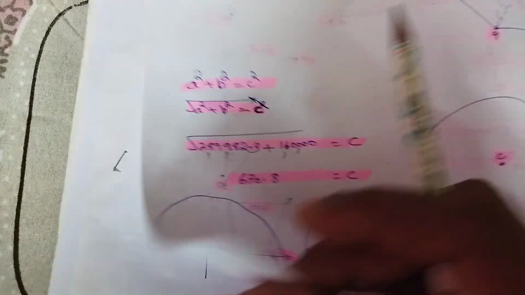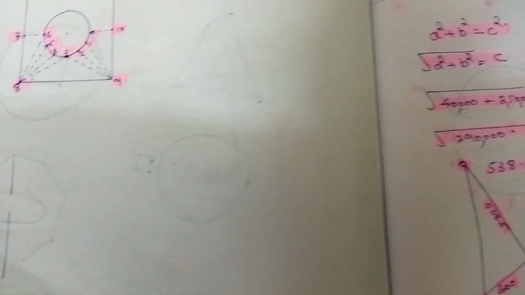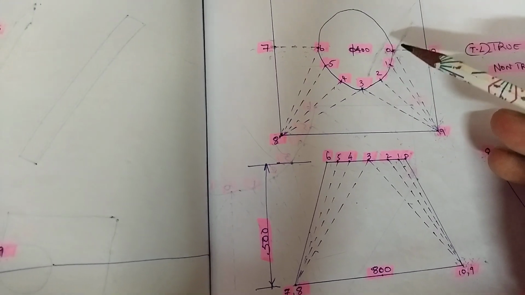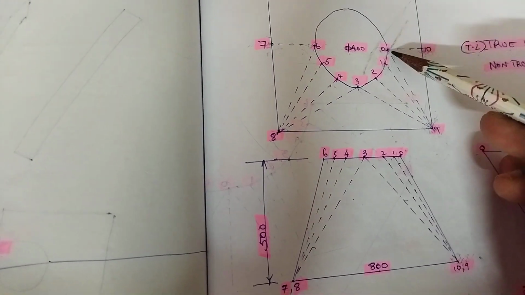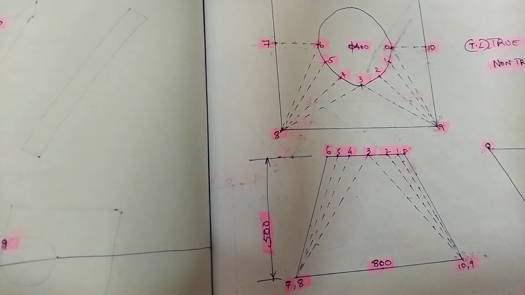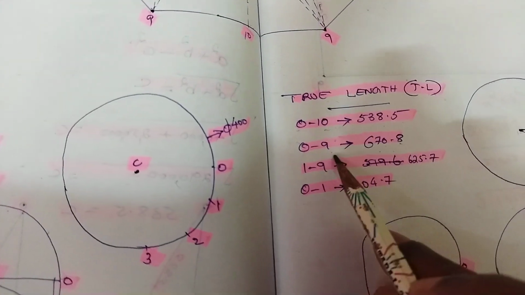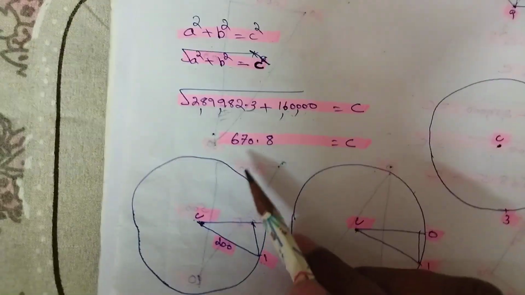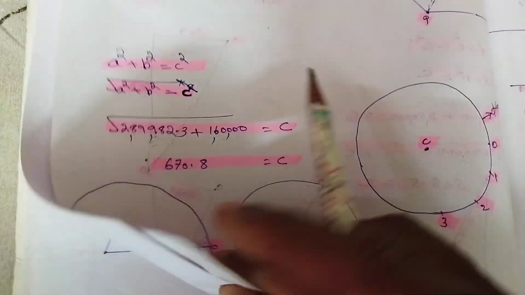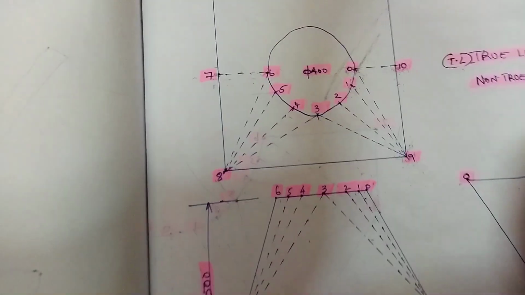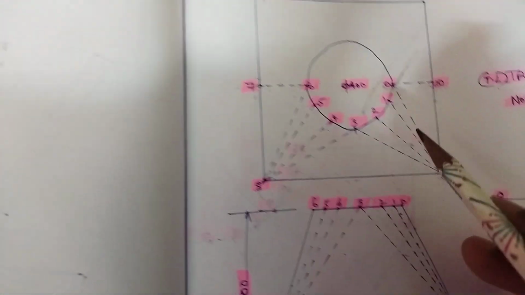670.8. What is this 670.8? 670.8 is the true length of 9 to 0. I have written it in the table of true lengths. 0 to 9 is 670.8. Now we got 670.8 as the true length of 9 to 0.